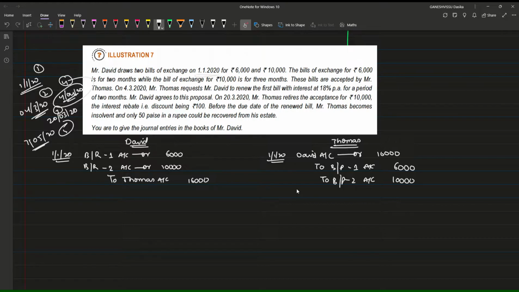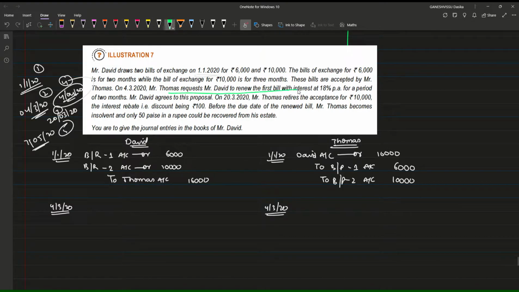Next, on 4th March 2020, Thomas requests Mr. David to renew the first bill with interest at the rate of 18% per annum for a period of 2 months. So first we shall record this. What we are going to do here is, on the due date, that is on 4th March 2020. What is there here? Let us understand. Let us read the thing.